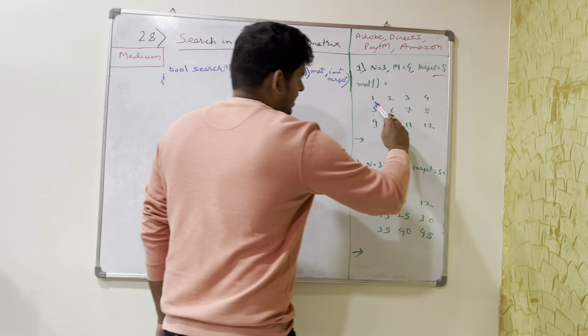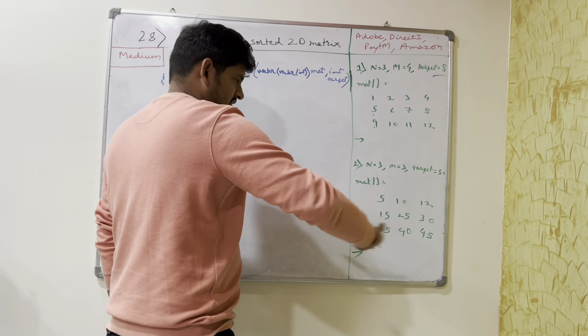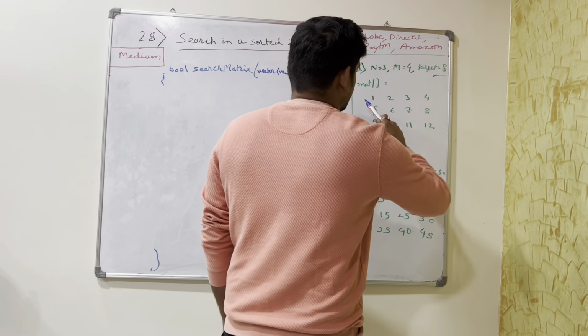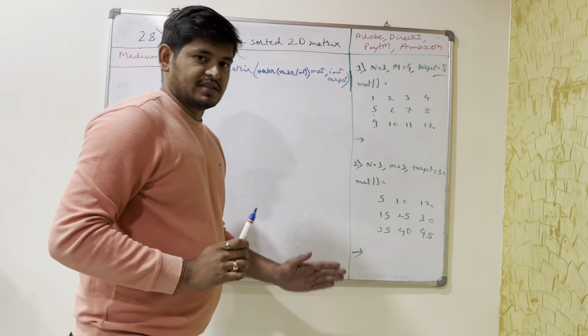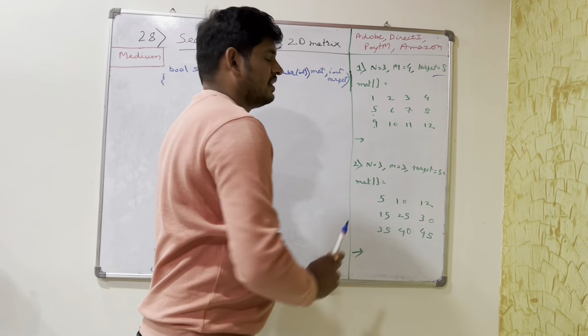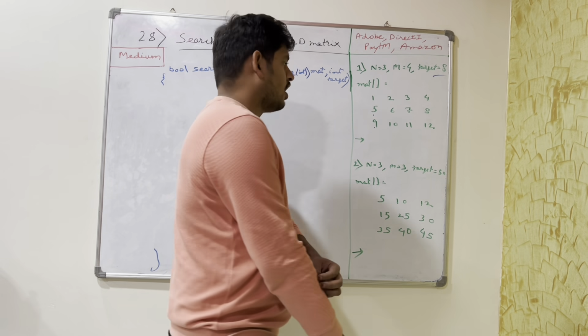In other words, if we convert this 2D matrix into a single sorted array, all the elements will be sorted if we travel row wise, right? So we need to find the target element, whether it is present in the matrix or not. If it is present, we will return true, otherwise we will return false. So how do we solve this?